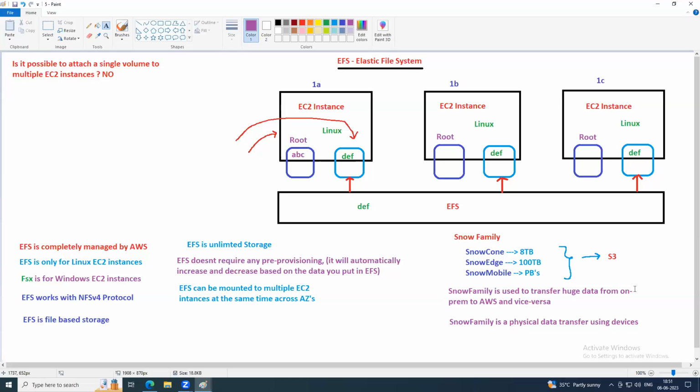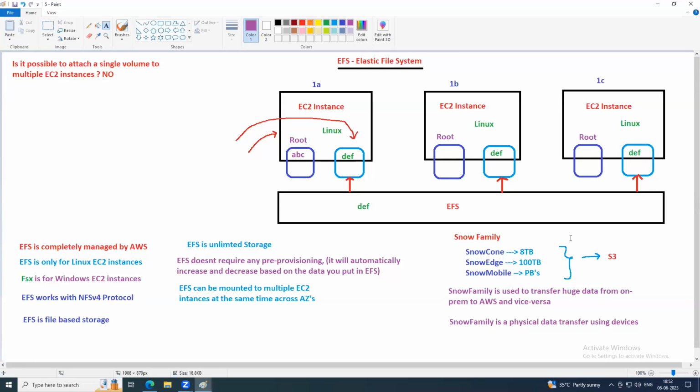If I ask you a question, Snow family will send the data transfer to which service? Where does it upload all the data? S3. So if someone asks you, I have huge data, like 50 terabytes, how do I upload it from on-premises to AWS? Which service do you suggest? You suggest the Snow family service. Based on the size, you select the devices. Got it? Super.